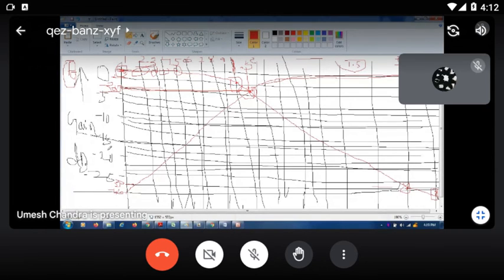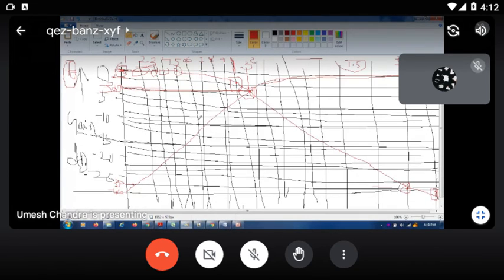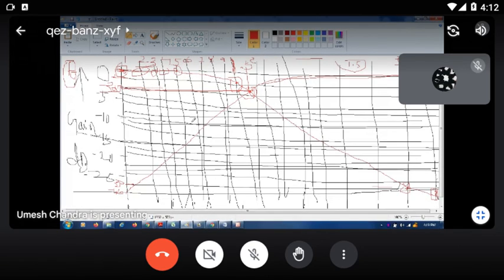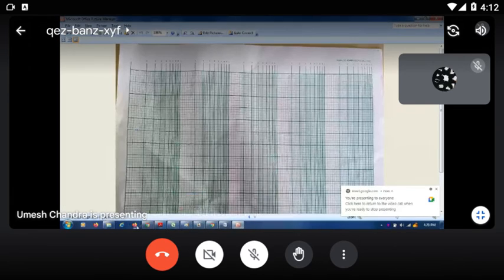Clear? Yes, sir. Okay. Actually, here you plot two graphs. One graph for the high pass filter, then another graph for the low pass filter. Not on the same paper. You take two similar papers. On one paper, you plot the high pass filter, and on the second paper, you draw the low pass filter. The same, this is the high pass filter.